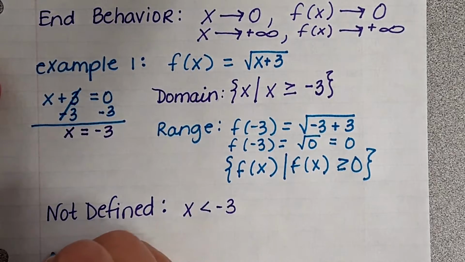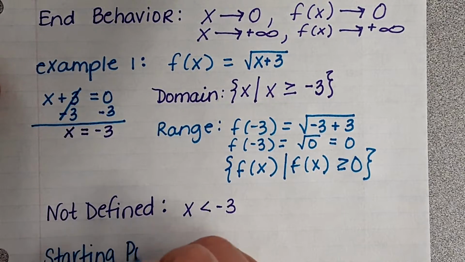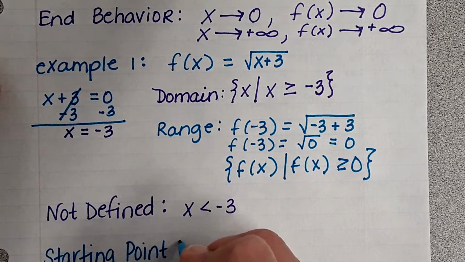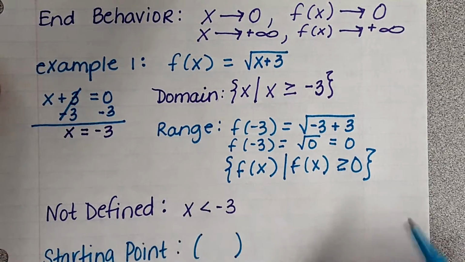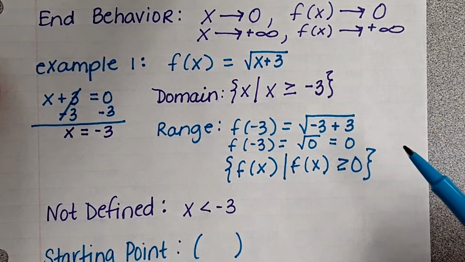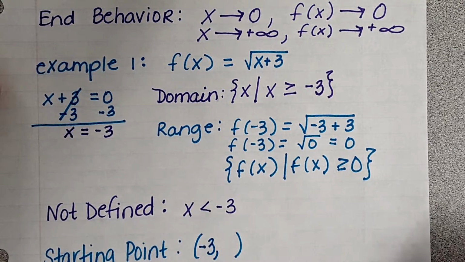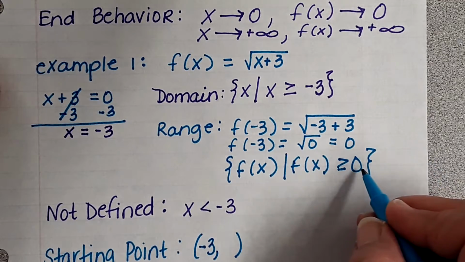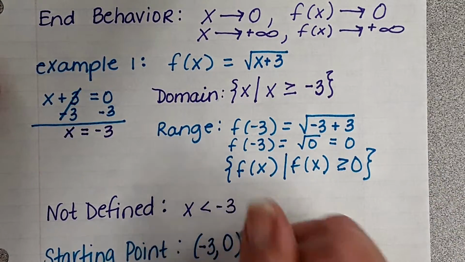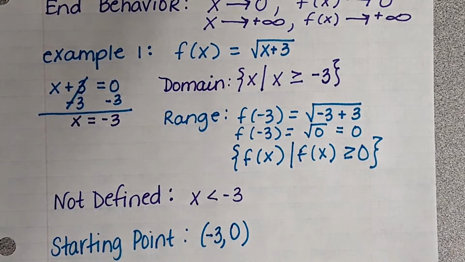Now we can find our starting point by using our domain. So what number was x? What did we find out x to be? Negative 3. And what is the range? The number we got for the range? 0. So we can figure out just from finding the domain and the range, we can find where it's not defined, and we can find the starting point.